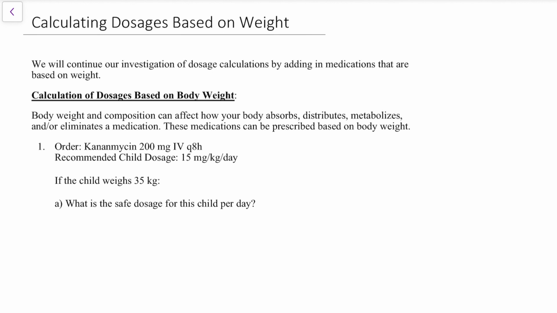Hello everybody, in this video we are going to continue looking at calculating dosages, but we're going to base it on weight. This is because body weight and composition can affect how your body absorbs, distributes, metabolizes, or eliminates a medication. And so some medications are prescribed based on the patient's body weight. A lot of times this is done with children. So let's look at some examples.